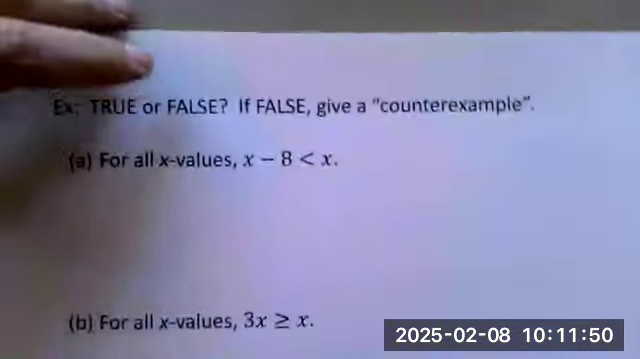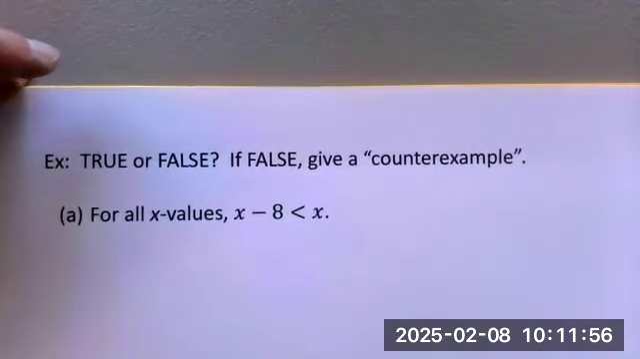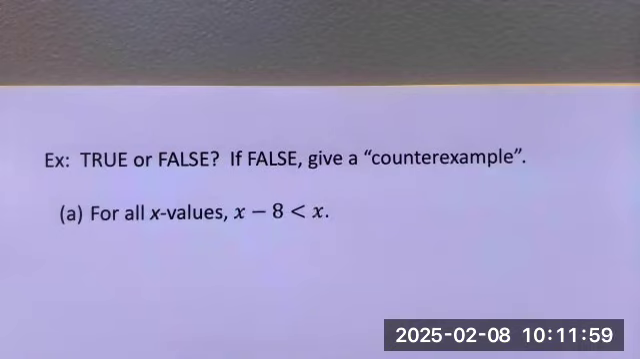Okay, let's move on to a different example. This is a true or false question. So it says true or false, and if we're going to say false, we need to give a counter example, which we'll talk about what that means when we get to that. But for all x values, x minus 8 is less than x. Is that true all the time? Is that always true for all x values?